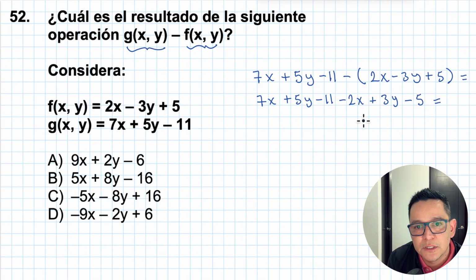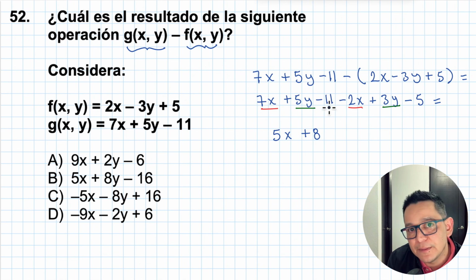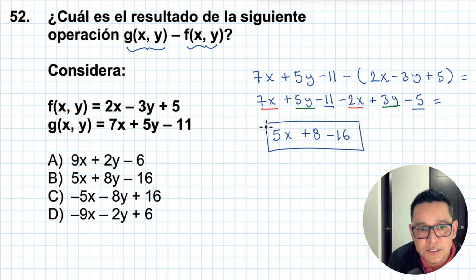Let's continue. We look for like terms, the x's with the x's and the y's with the y's. 7x minus 2x. In total, I have 5x left, right? I'll put it over here, then we go with the ones that have y, 5y plus 3y. In total, I have 8y left. And finally, let's go with the ones that don't have either x or y. Here, we have a minus 11 and a minus 5 that gives me minus 16. So this would have to be the solution then.